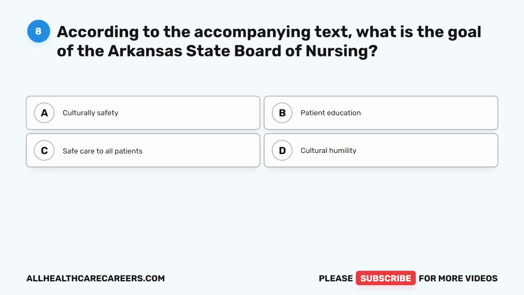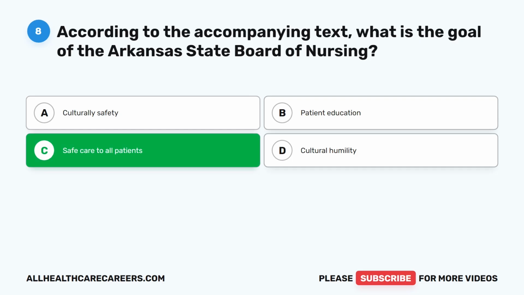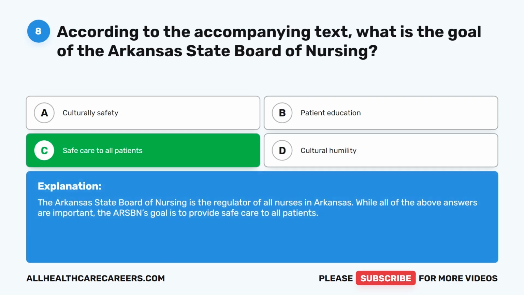Question 8. According to the accompanying text, what is the goal of the Arkansas State Board of Nursing? A. Cultural safety. B. Patient education. C. Safe care to all patients. D. Cultural humility. The correct answer is C. Safe care to all patients. The Arkansas State Board of Nursing is the regulator of all nurses in Arkansas. While all of the above answers are important, the ARSBN's goal is to provide safe care to all patients.